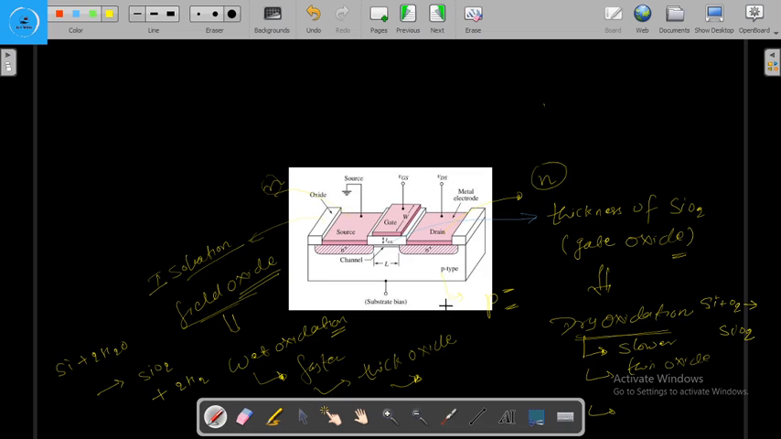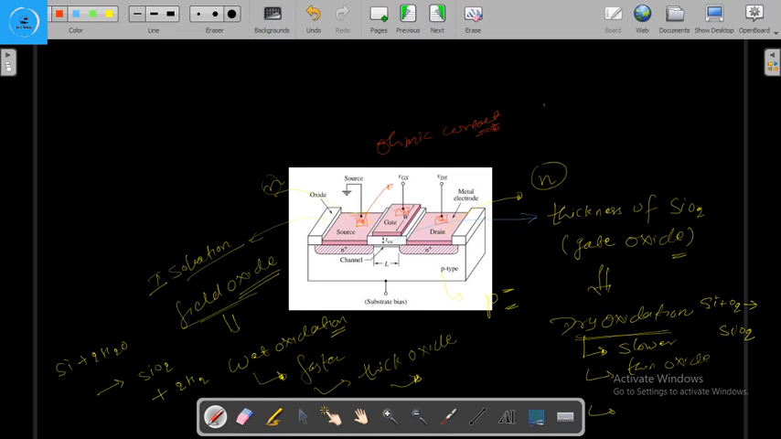Here the reason is the contact. If you see, this is the contact here, this is the contact here, this is the contact here. So these contacts are the ohmic contacts.